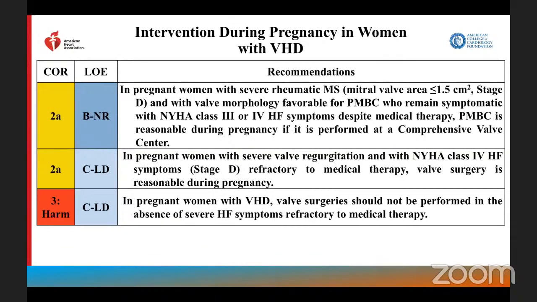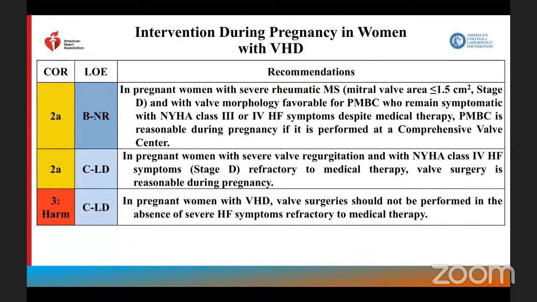For intervention during pregnancy in women with valvular heart disease, in case of severe rheumatic MS with mitral valve area equal to or less than 1.5, stage D, with valve morphology favorable for percutaneous repair, who remain symptomatic with NYHA class 3 or 4 heart failure symptoms despite medical therapy, percutaneous mitral balloon commissurotomy is reasonable during pregnancy if it's performed at a comprehensive valve center. That's a class 2A.